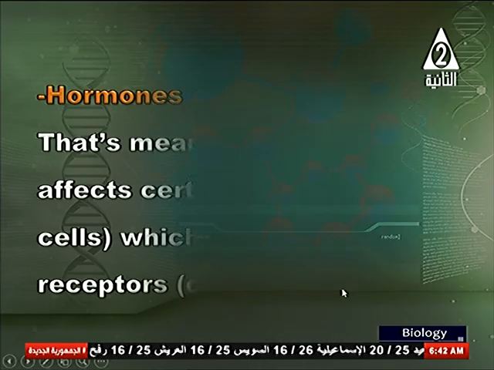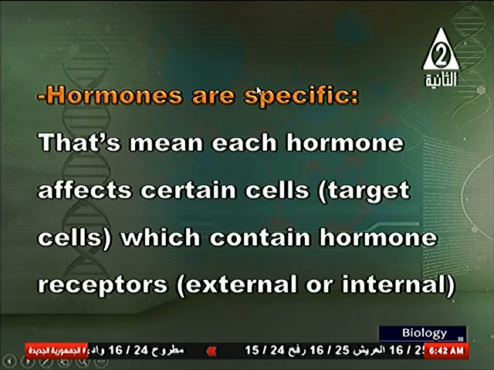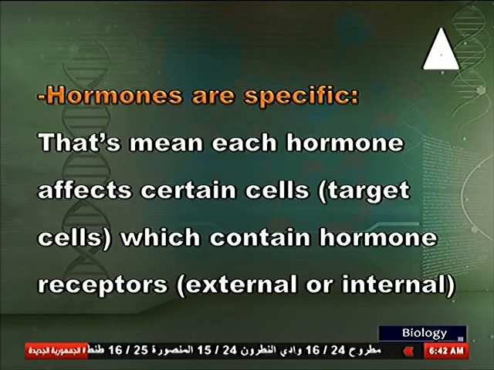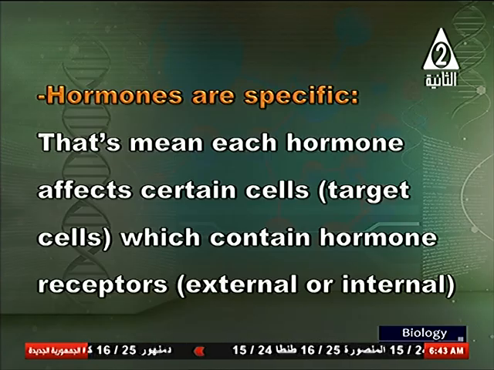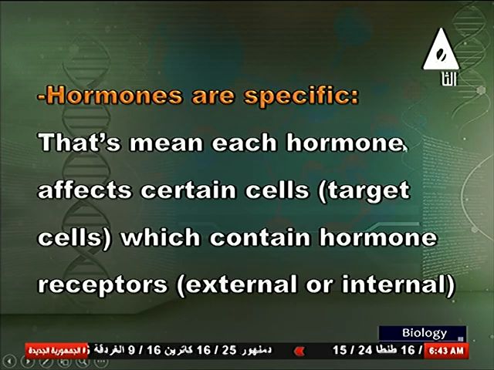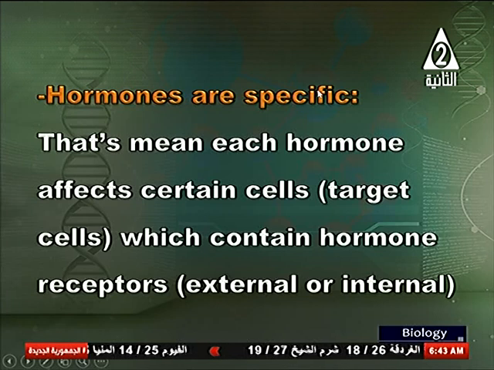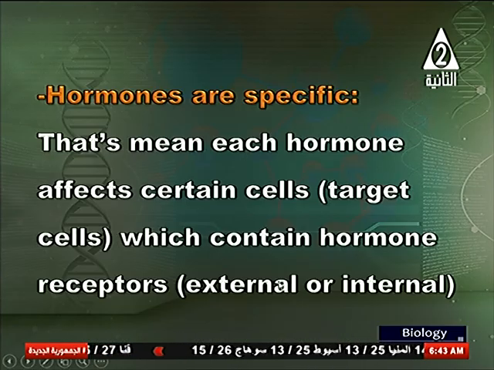Okay, hormones are specific. What is the meaning of hormones are specific? Do you remember what you studied in secondary one about enzymes? We said in secondary one that each enzyme has a specific type of reaction to stimulate. Also hormones, each hormone affects certain cells, which are called target cells. So hormones are specific because each hormone has certain cells to affect and stimulate, called target cells, which contain hormone receptors. Maybe external, maybe internal.